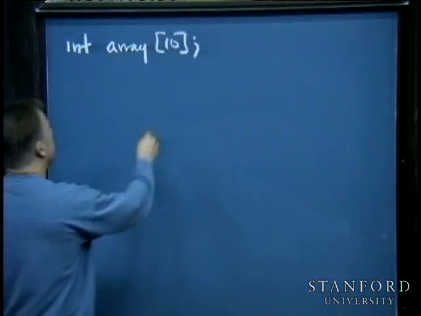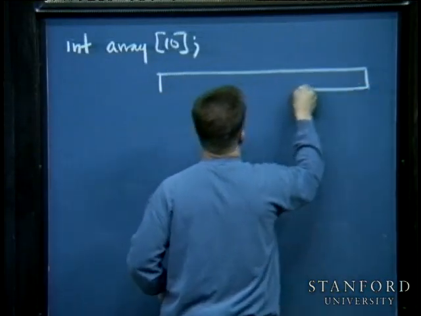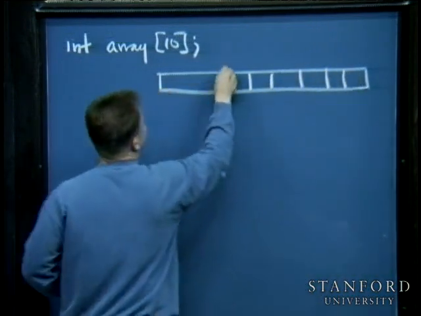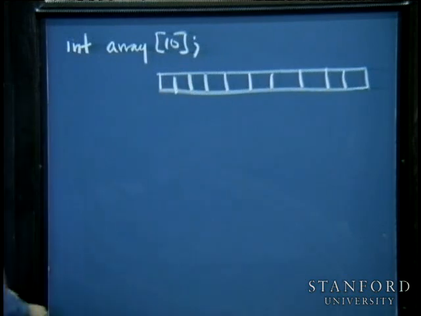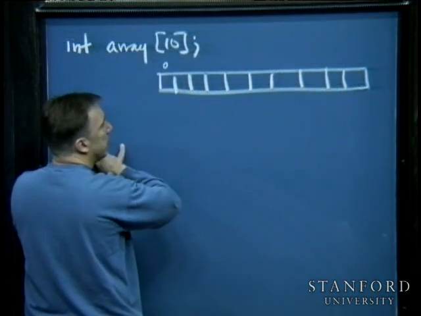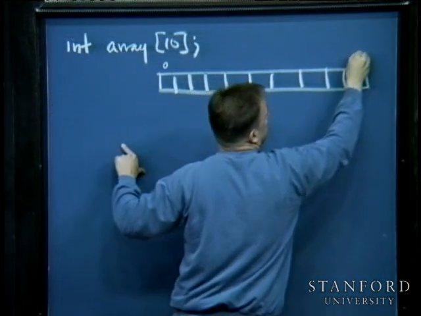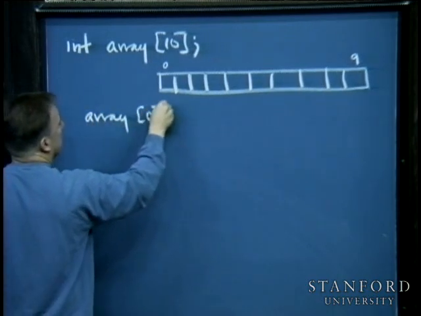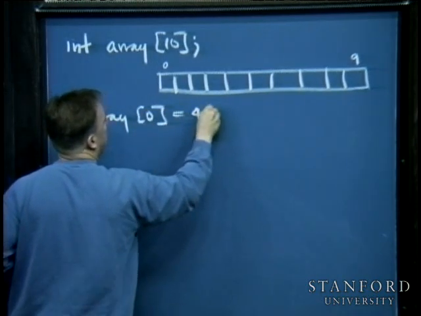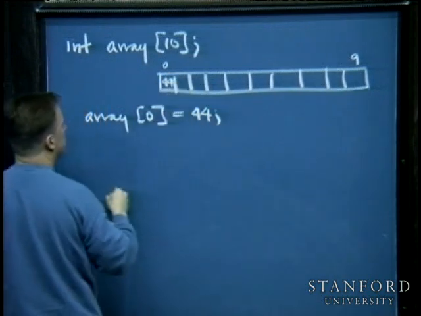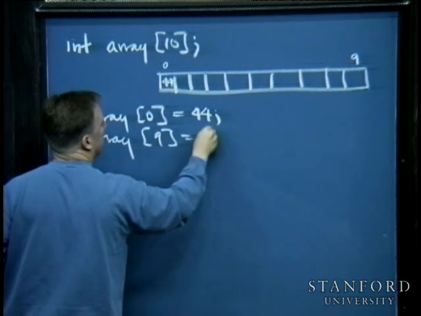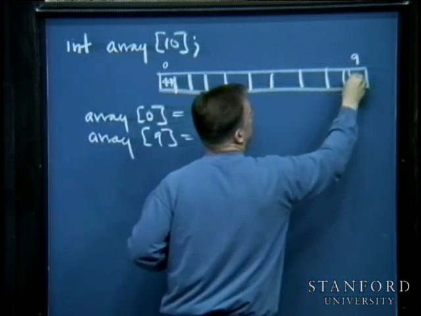So I'm going to draw it this way. I'll do a modulo 5. It's good enough. You know that this is the 0th index, and you assign to it using array of 0. This is array of 9. So when I go ahead and do something like this, array of 0 is equal to 44, I put a 44 there. You know this. If I do array of 9 is equal to 100, a 100 goes there.